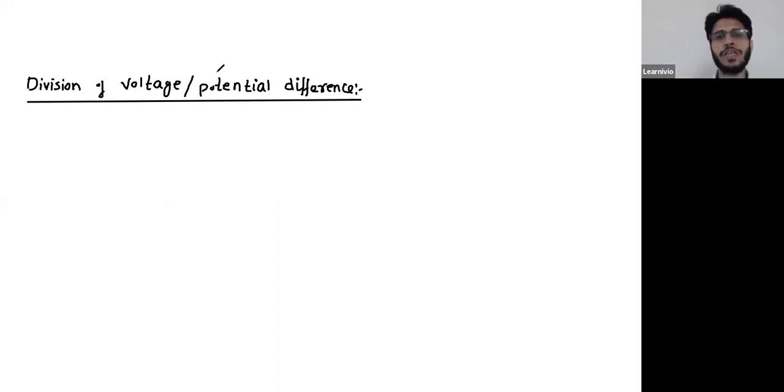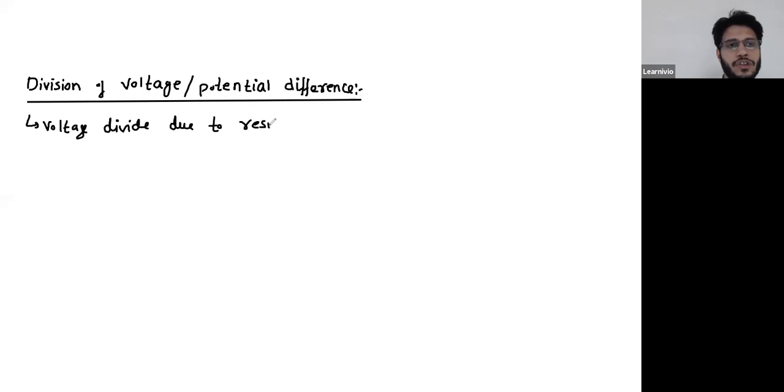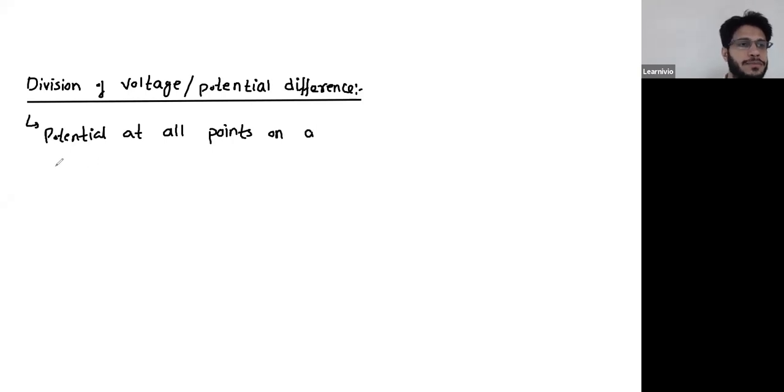So see, unlike charge, potential difference divides due to resistor or capacitor in your circuit. Voltage divides due to resistor or capacitor. But before division, let's see when voltage remains same. Potential at all points on a conducting wire is same.